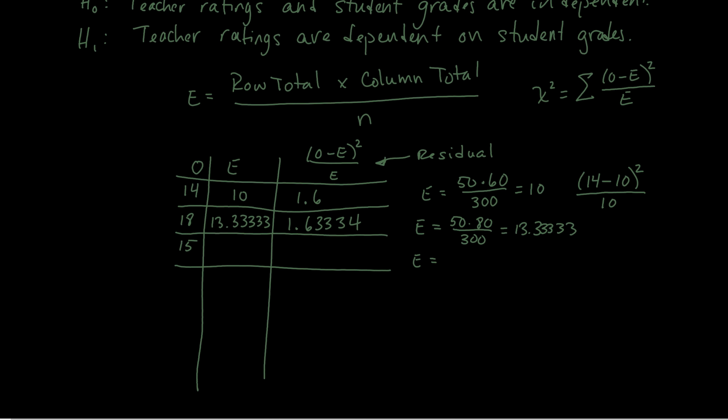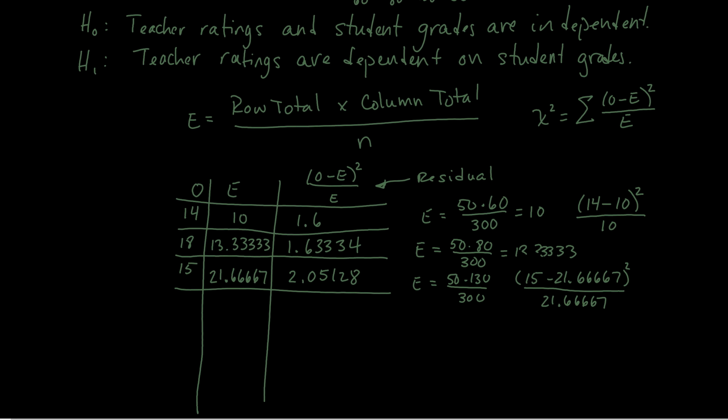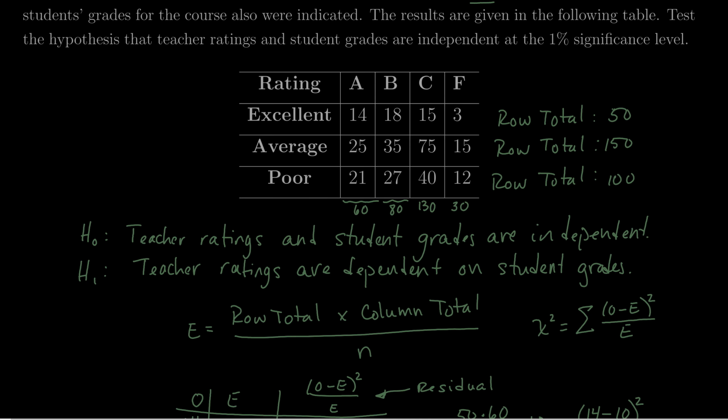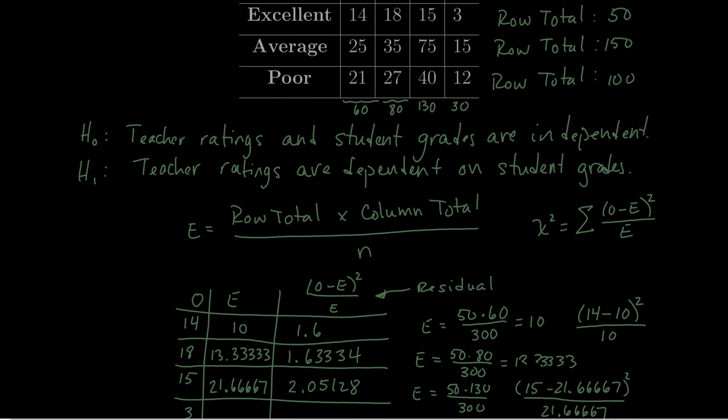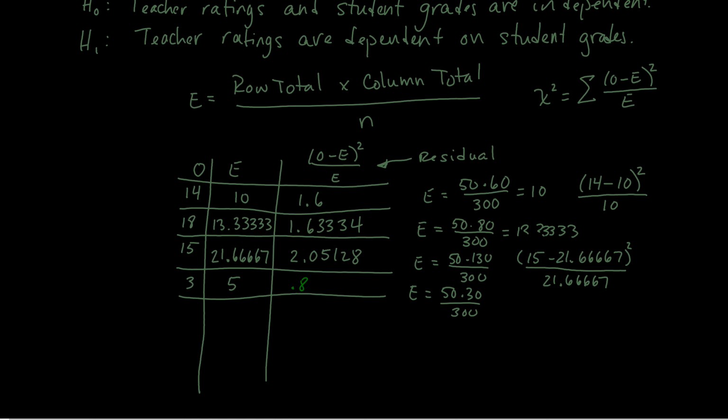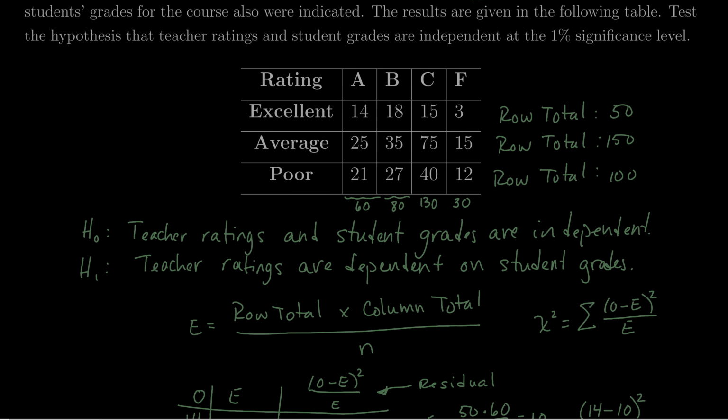Our last entry in this row is 3. So we still have a row total of 50, but now 3 falls under the column total of 30. So we have, for the expected frequency, 50 times 30 divided by 300. So that gives us an expected frequency of 5. When we calculate the residual here, we have 3 minus 5 squared divided by 5, and that gives us a nice residual of 0.8.